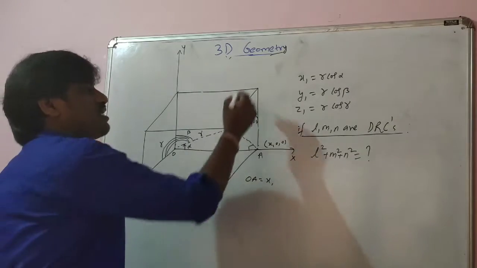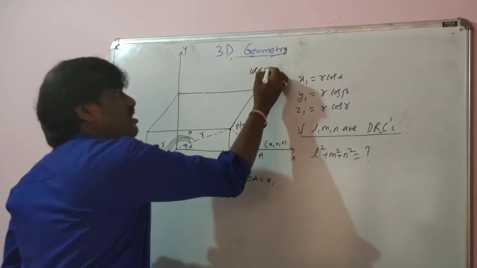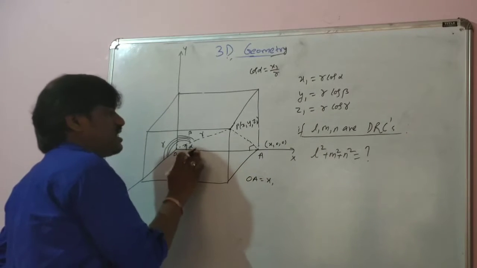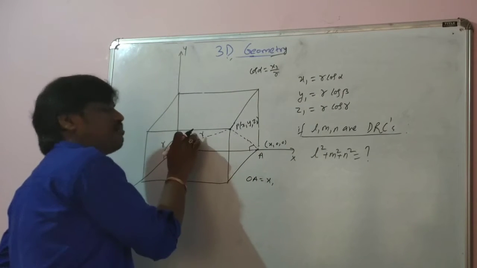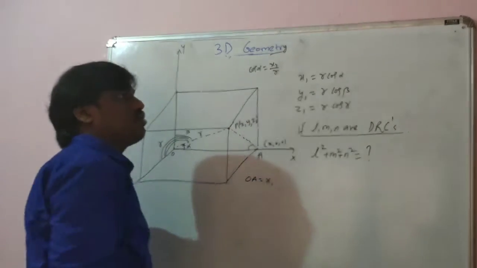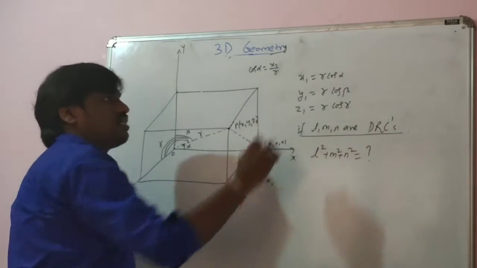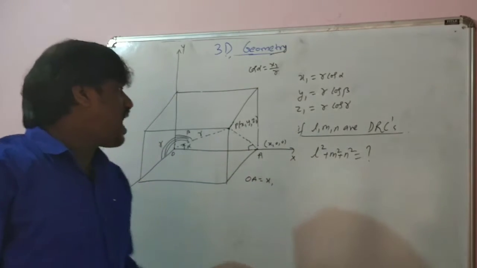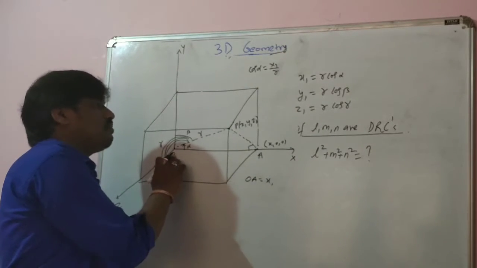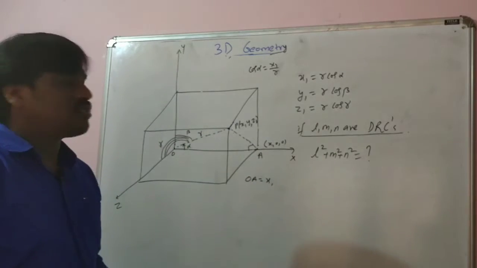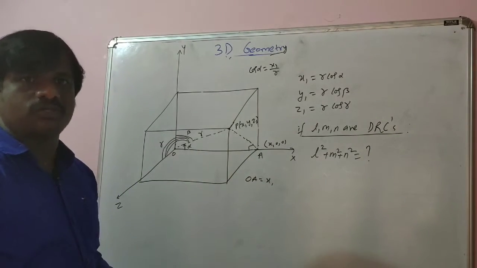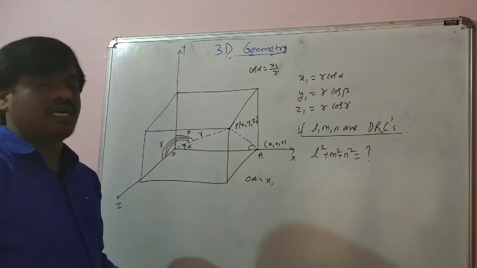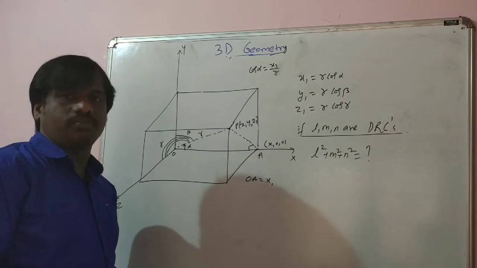Why is x1 equal to r cos alpha? Cos alpha is equal to x1 by r, adjacent by hypotenuse. So x1 is equal to r cos alpha, y1 is equal to r cos beta, z1 is equal to r cos gamma. What is r? R is the distance from the origin to this point. You can suppose OP is a vector, and that vector is r. You can take r as the distance OP.